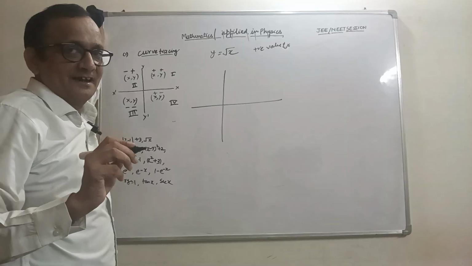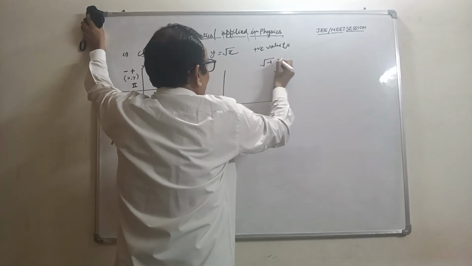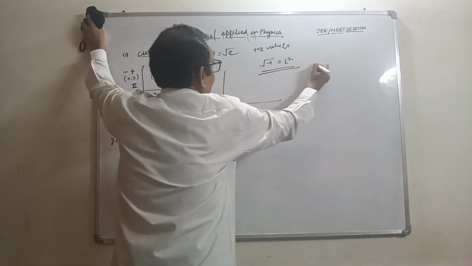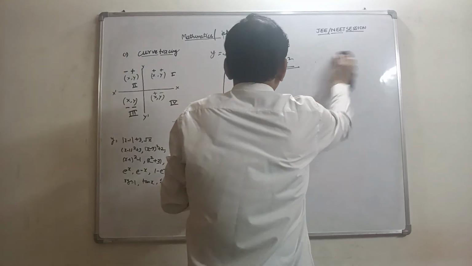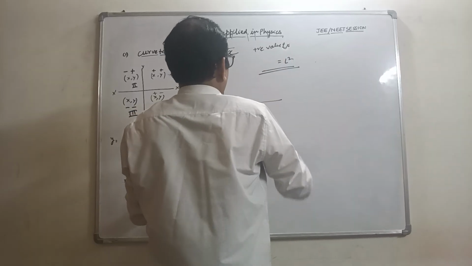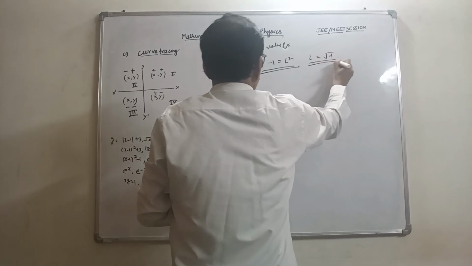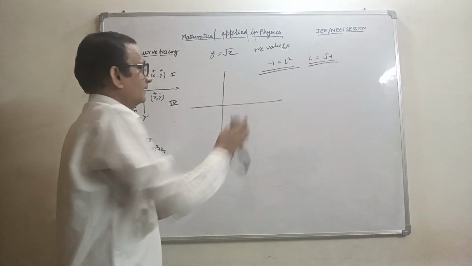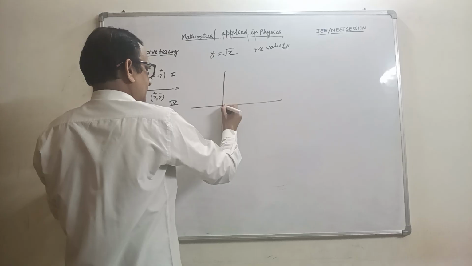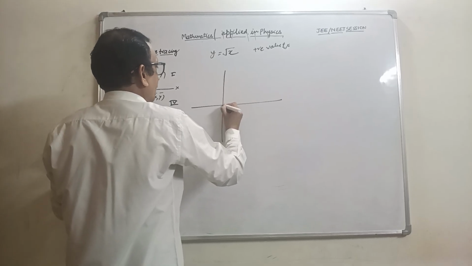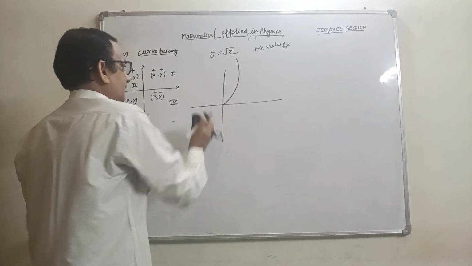Because root of minus 1 is equal to i. This is the iota. I square is equal to minus 1 and i is equal to root minus 1. This is complex. So for x is equal to 0, y is equal to 0, so this graph passes through the origin. On putting different values of x, we find this type of graph here.